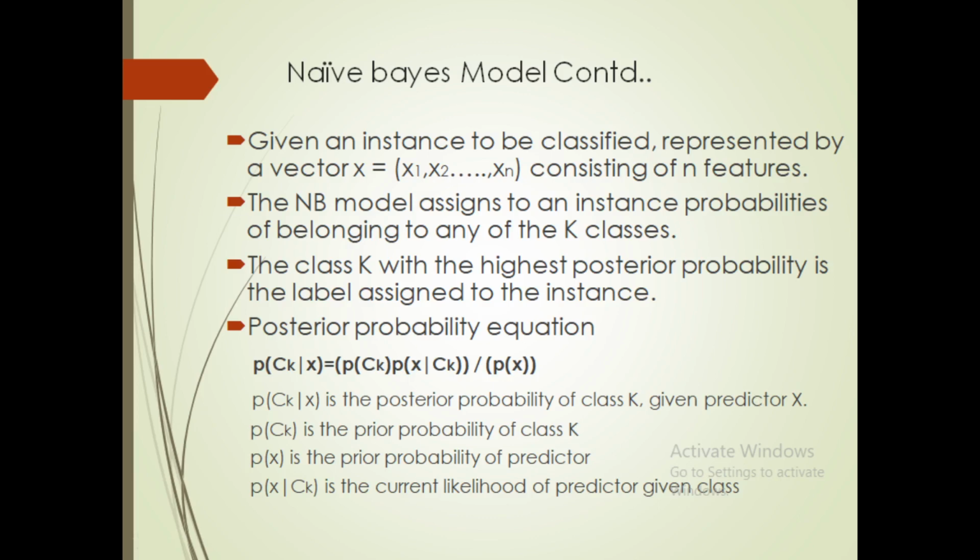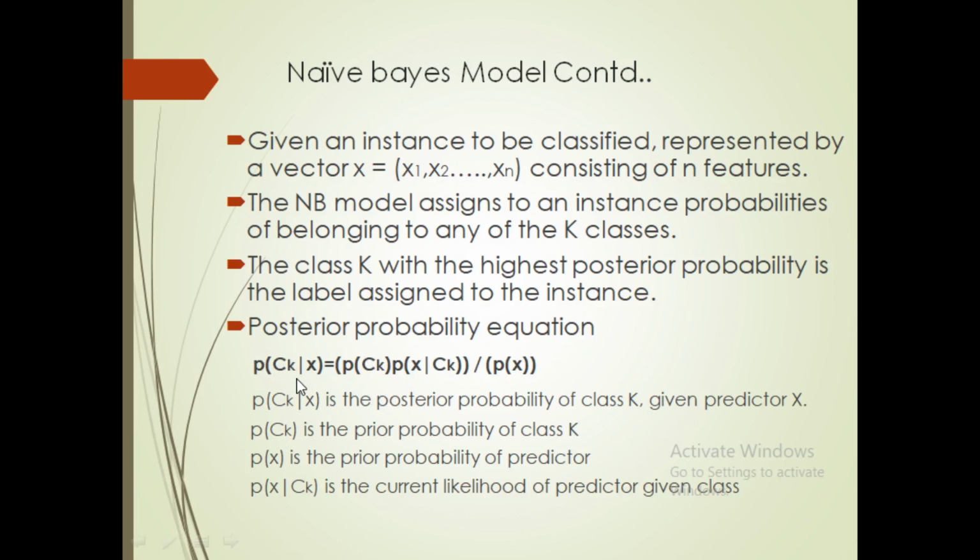In the naive Bayes algorithm, we will be provided with a vector x, which is represented with x1, x2 up to xn, wherein x1, x2 and so on are nothing but the features. The naive Bayes model assigns to an instance probabilities of belonging to any of the k classes. The class k with the highest posterior probability is the label assigned to the instance. And this is the formula which we are using for finding the posterior probability.